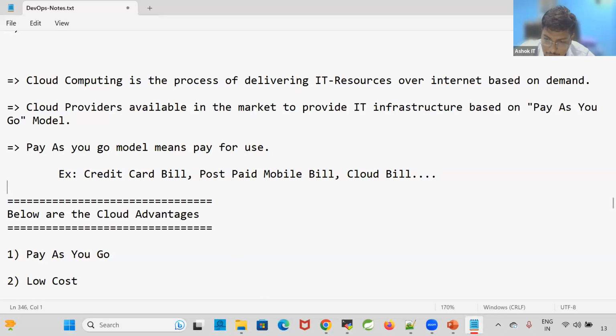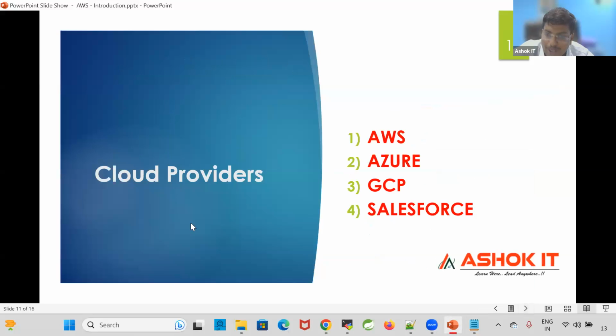Okay. Now here, cloud providers. There are several cloud providers available in the market. AWS cloud, given by Amazon company. Azure cloud, given by Microsoft. GCP from Google. Salesforce. Like that, there are several cloud platforms available in the market. Out of all these cloud platforms, AWS is the market leader. 80% of the market share is with AWS.